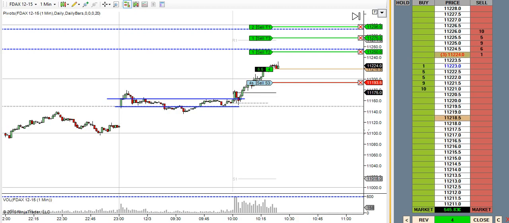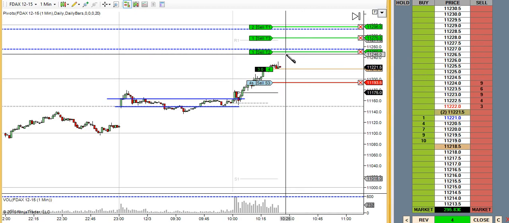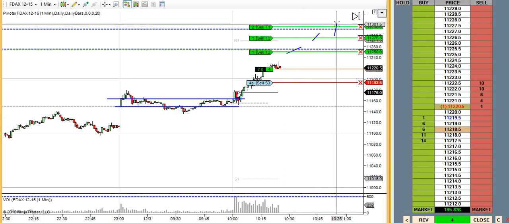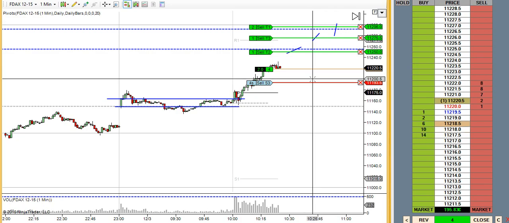I scaled out most of my position for the momentum trade. Let's see now if this can go up to 50s and then 75s and then 96s to fill my last two targets.